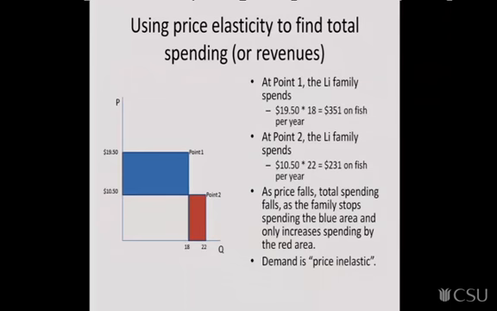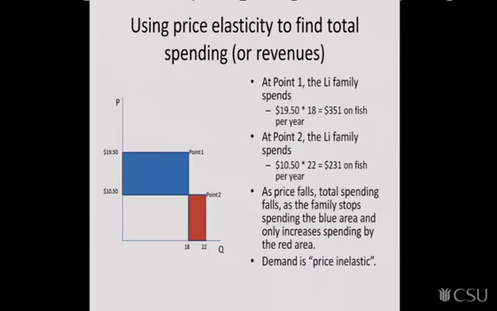They bought 18 kilos of fish. Each kilo of fish costs them $19.50. So that whole rectangle is how much the Lee family is spending on fish. And in this case, it's $351 per year. What happens to the total amount of money the Lee family spends on fish per year if the price drops by half?